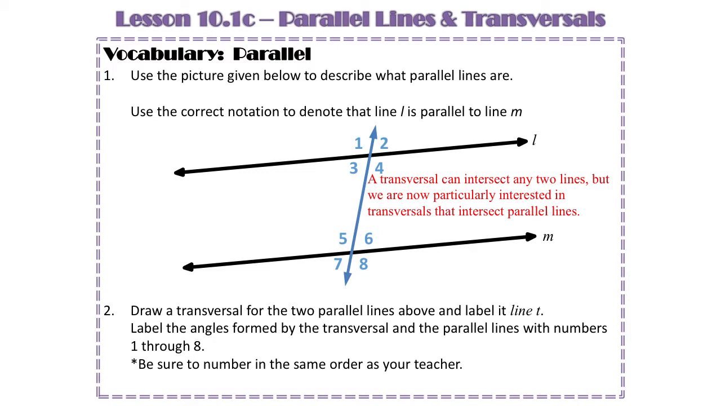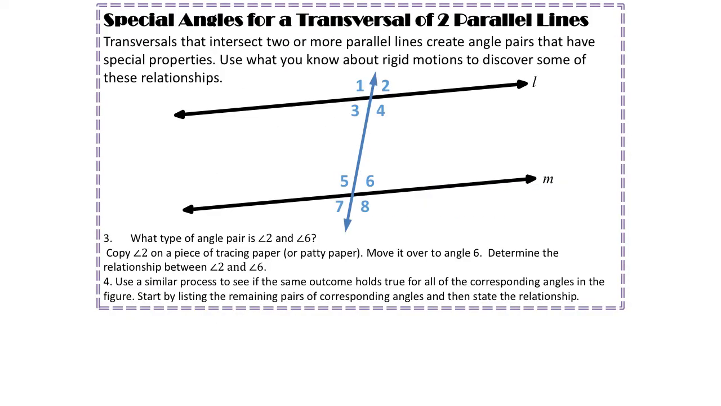So here's a picture. A transversal can intersect two lines, but we are now particularly interested in transversals that intersect parallel lines. So what type of angle pair is 2 and 6? I'm not going to copy those, but all right, angles 2 and 6.